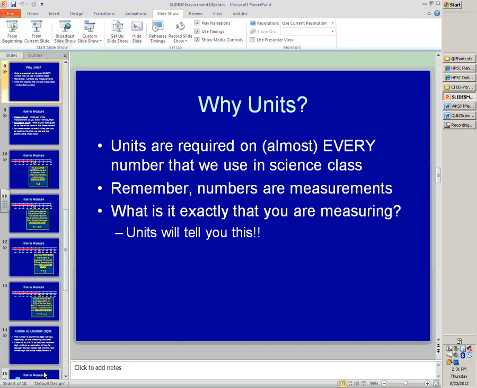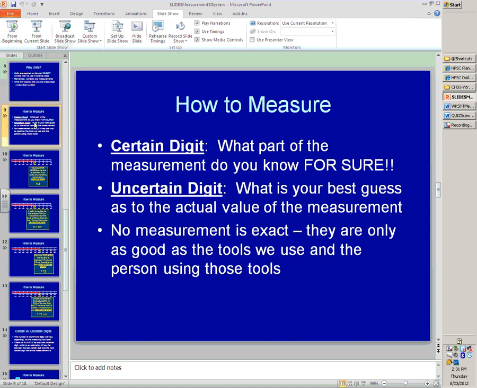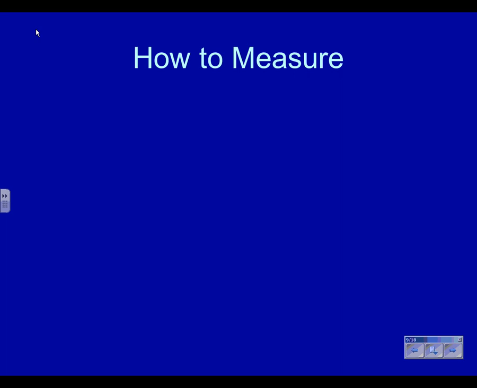Towards the end of class yesterday, we talked about units, and I hope we don't have to spend time on this slide. Why do we need units? Because we've got to know what we're talking about. And I believe right at the end of class yesterday, we finished off with this slide. Is that correct? Certain digits versus uncertain digits? All right, let's go there.